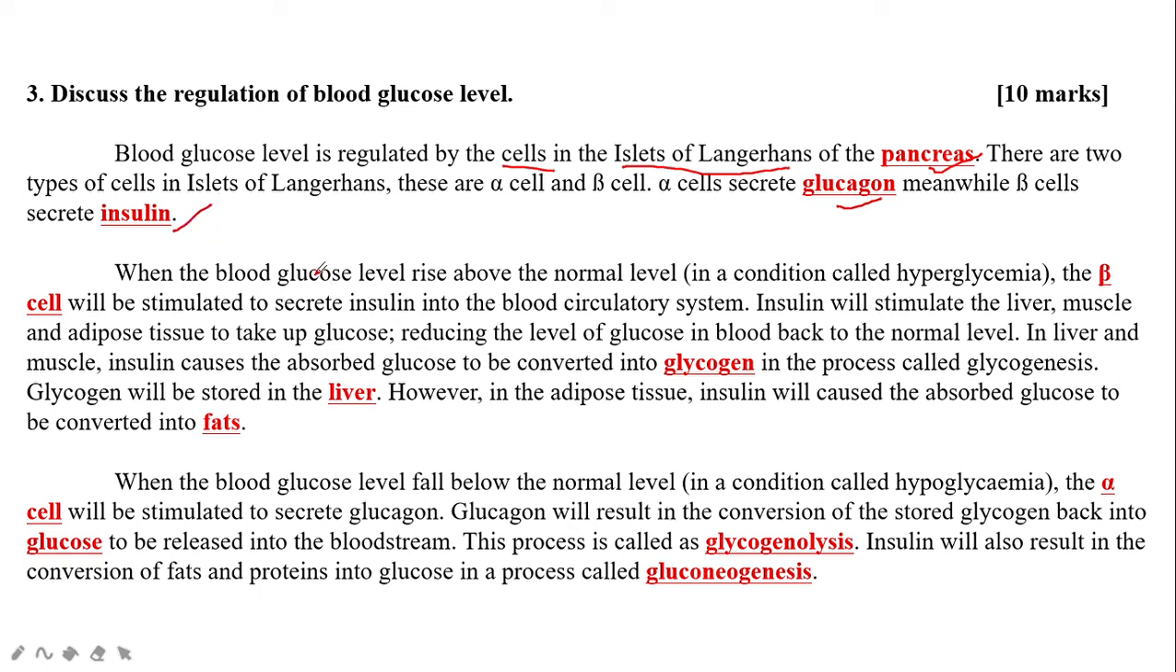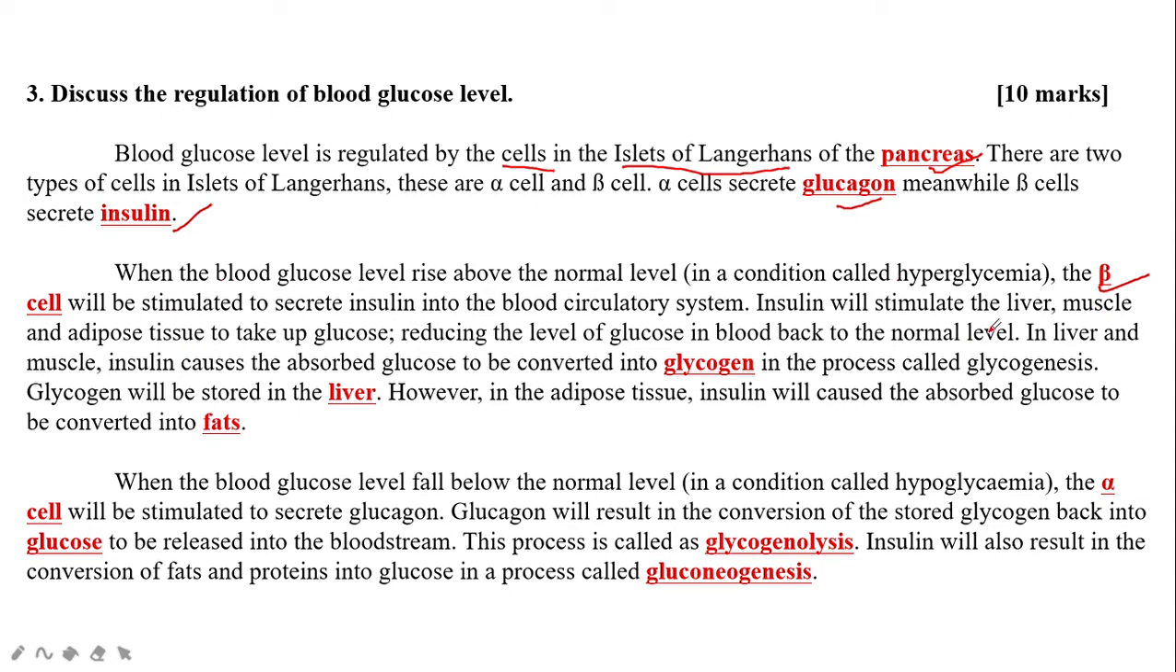So, when the blood glucose level rises above the normal level, that condition is called hyperglycemia. So, beta cell will be stimulated to secrete the hormone insulin. So, this insulin will be released into the blood circulatory system. Okay, after it enters the blood circulatory system, it will go to 3 types of cells, liver, muscle and adipose tissue.